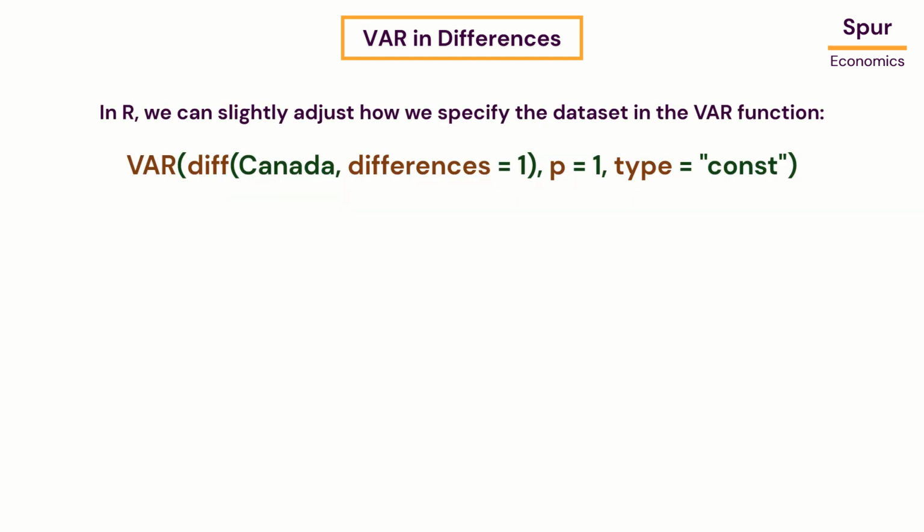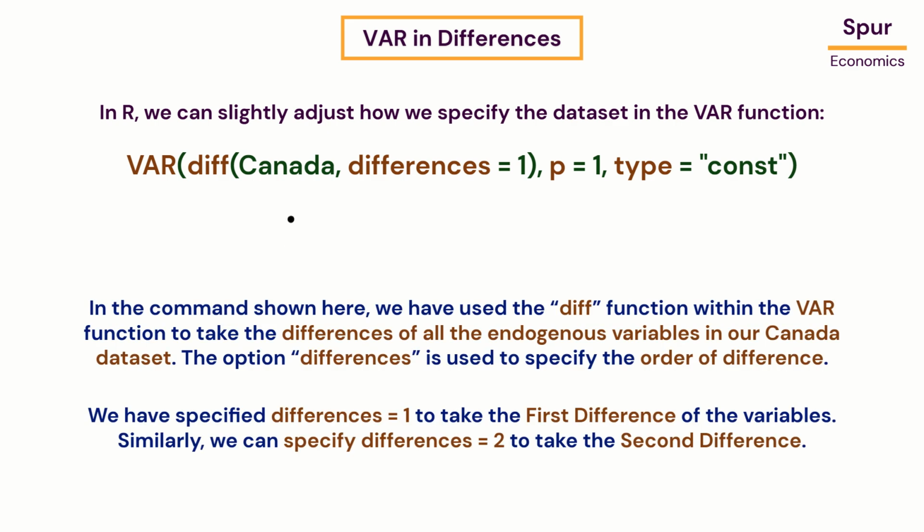In R, we can slightly adjust how we specify the dataset in the VAR function. In the command shown here, we have used the diff function within the VAR function to take the differences of all the endogenous variables in our Canada dataset. The option differences is used to specify the order of difference. We have specified differences equals 1 to take the first difference of the variables. Similarly, we can specify differences equals 2 to take the second differences.